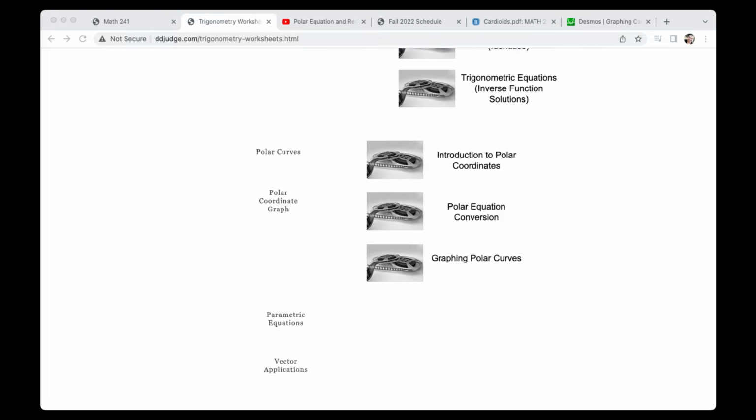So we're going to do more cardioids tomorrow. So ladies and gentlemen, I hope you guys enjoyed the demonstration. Take a look at your study guide because you'll see, hey, he put a cardioid there. Well, yes, I did.